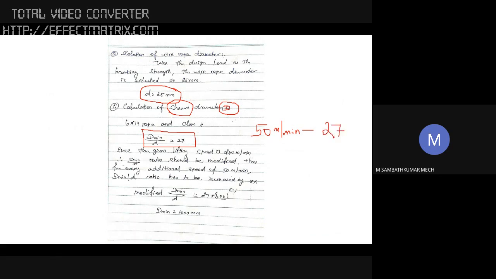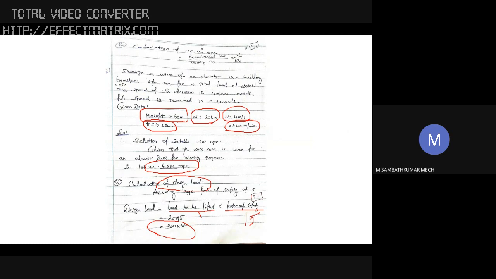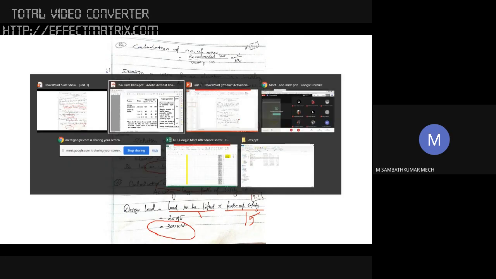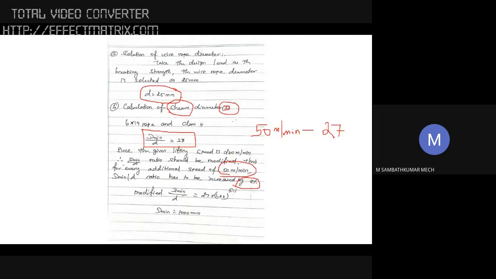Okay. So for every additional speed of 50 meter per minute, you should increase 8%. Here our rope velocity is 4 meter per second. When you convert into meter per minute, you will get 240 meter per minute. So 240 meter per minute means it is more than 50 meter per minute.